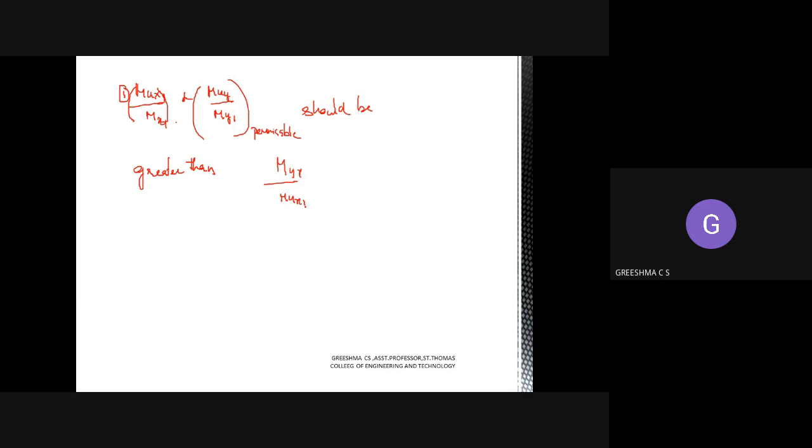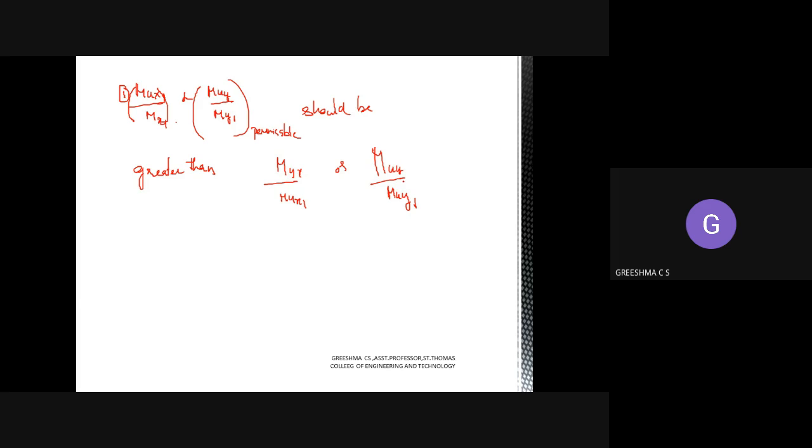There are two types of check. You can do either one. Anyway, I will introduce you to the checks. The first check is that the permissible value Mux divided by Mux1 or Muy divided by Muy1 should be greater than the moment ratio Mux divided by Mux1 or Muy divided by Muy1.